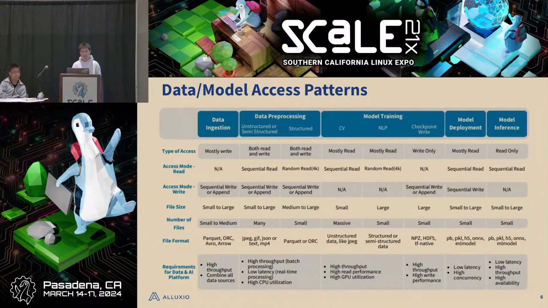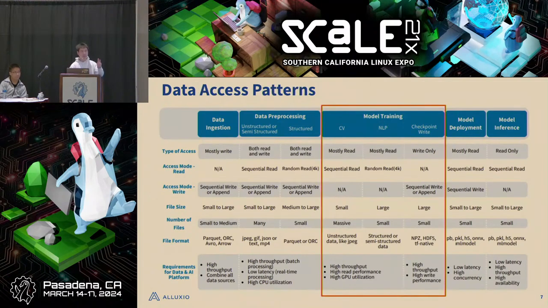And here we want to talk about the data and model access patterns. In the machine learning domain, what are the traffic patterns to access the data sets and the models? Here is a pretty large table, and we want to focus mainly on two parts of it. The first one is model training and its access pattern. Generally, we put them into three categories: computer vision jobs, natural language processing jobs, and checkpoint writes. For the first two types, mostly they are reading data sets. For computer vision, it is mostly images or videos. The typical pattern of this type of data set is a very large number of small files, and generally the files are read sequentially.